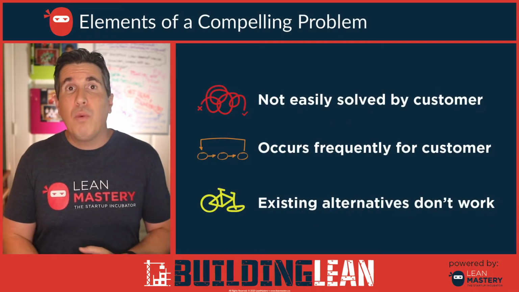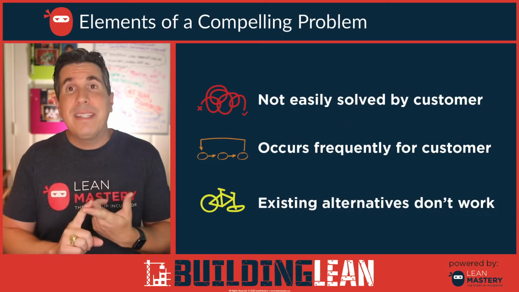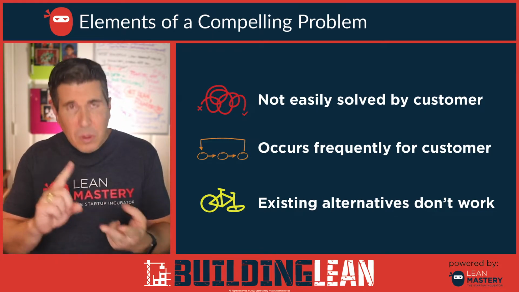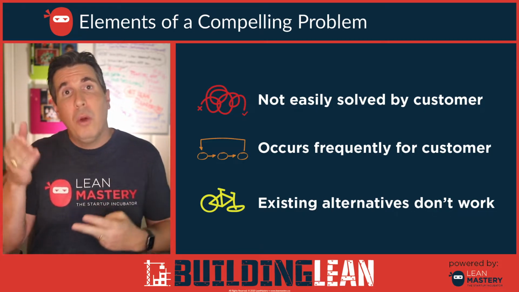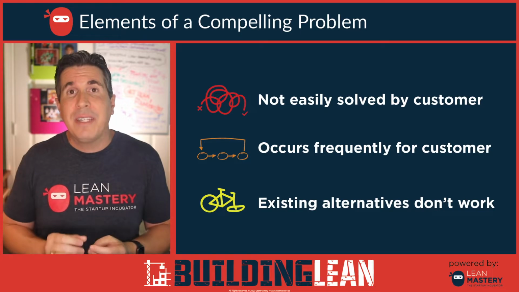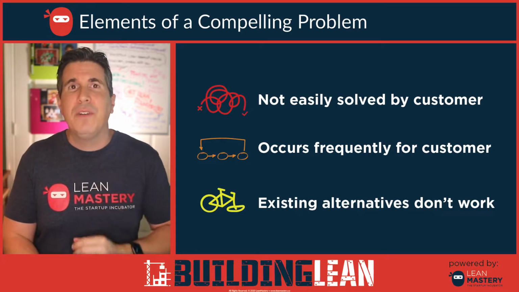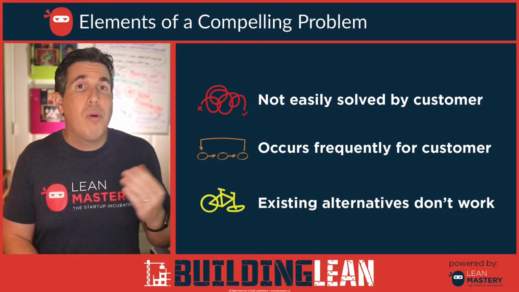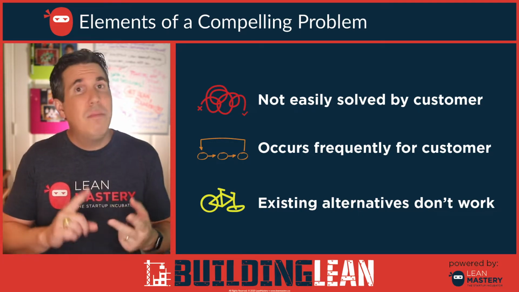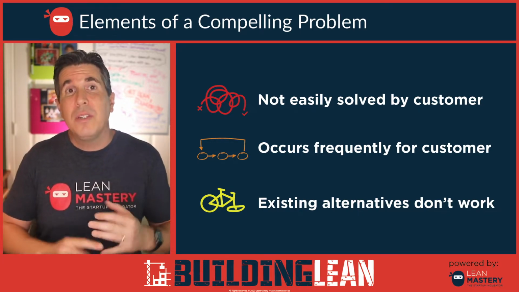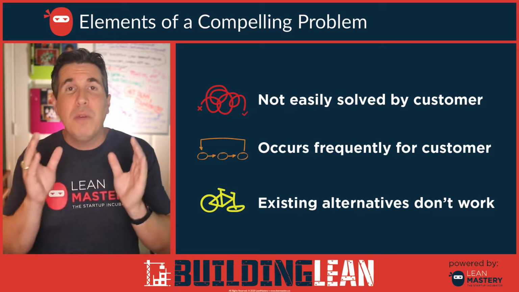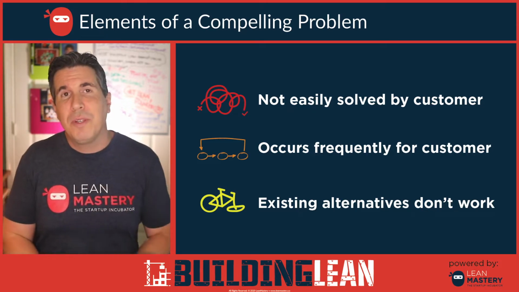A compelling problem is one that, number one, cannot be easily solved by your customers on their own. Number two, occurs frequently when the customer is trying to complete a specific task. And number three, existing alternatives are clearly deficient in solving one or more problem dimensions comprising time, money, quality, or completeness, which makes the problem a costly one for your target customers to experience.